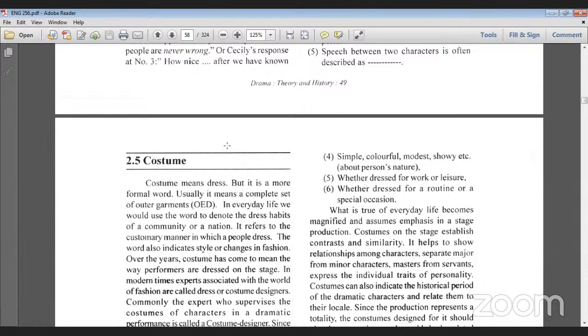Now, what do we mean by setting? Then write a short note on costume. Short notes can be asked on costume. Costume means a dress, while actors are acting they need a costume. It is a more formal word. Usually it means a complete set of outer garments; in everyday life we would use the word to denote the dress habit of a community or a nation.